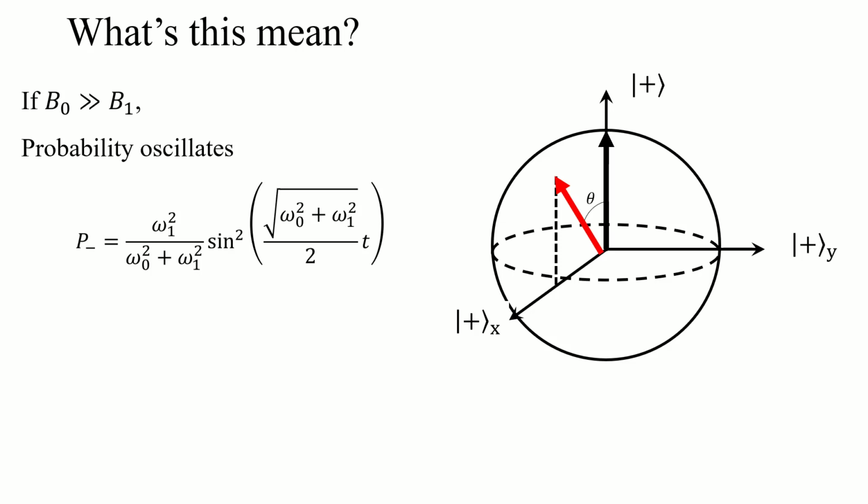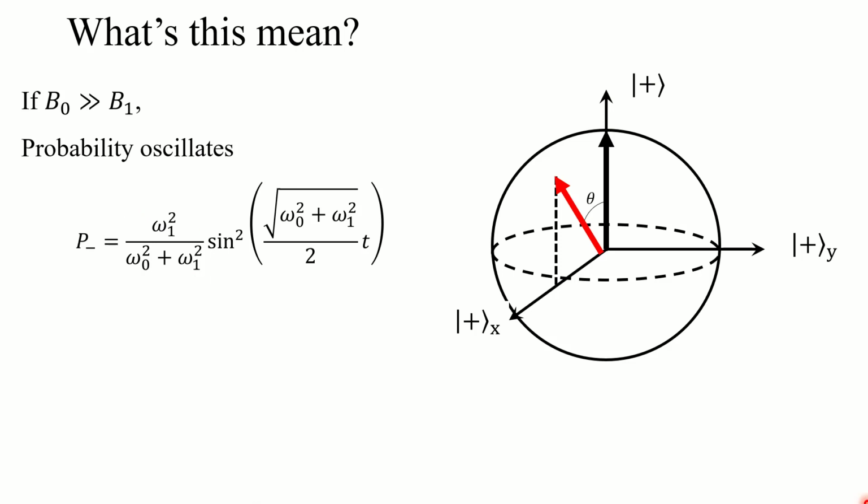Now, since omega 1 and omega 0 are both non-zero, what we see is this probability oscillates with an amplitude that is less than 1. The probability that we measure a spin down at some later time is never going to become unity. It can be 0, but it can't be unity, because it's a sine squared function times some number less than 1.